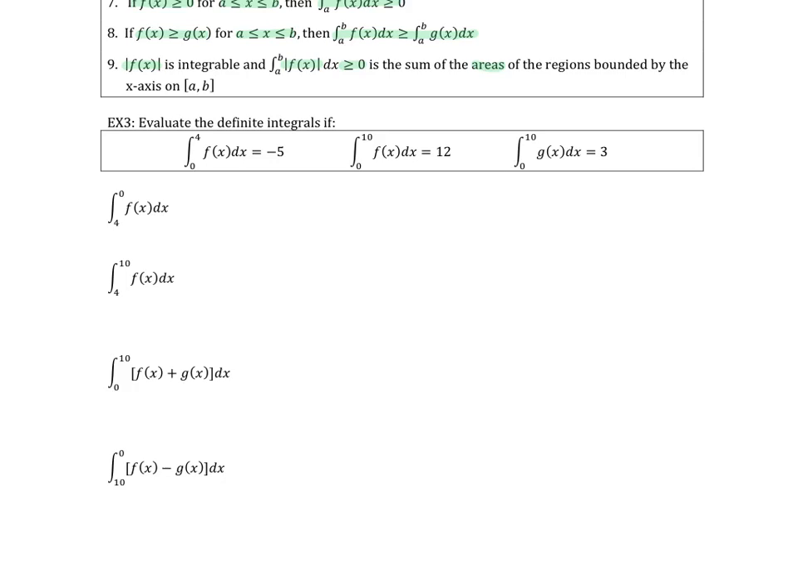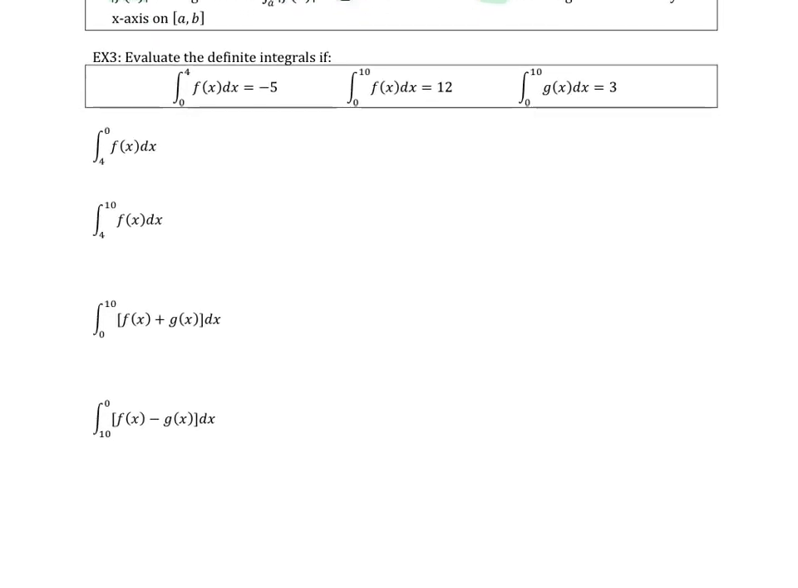Let's look at example 3. In example 3, in the box, I have 3 definite integrals, and I know what they're equal to. Notice I didn't give you the function f or the function g. All I did was tell you that the integral from 0 to 4 of f of x is -5. From 0 to 10, it's 12. And then the integral from 0 to 10 of g of x is 3. So let's see if we can use our properties to evaluate these 4 integrals.